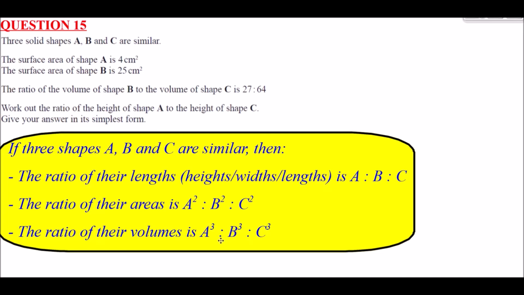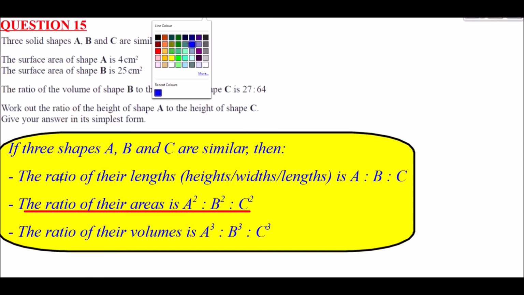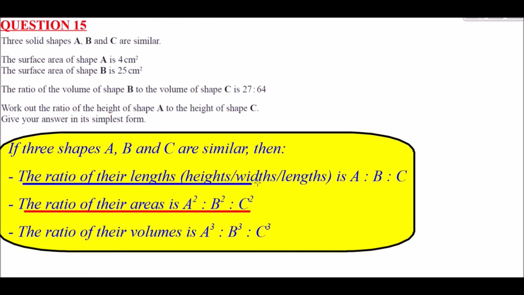And the best approach is to find out the ratio of lengths first. And to do that, it depends where we're starting. So if we're starting with area ratios, for example, here, we can go to the ratio of their lengths by thinking, how do we go from something squared to something which isn't squared? Well, the way we do that would be to square root.